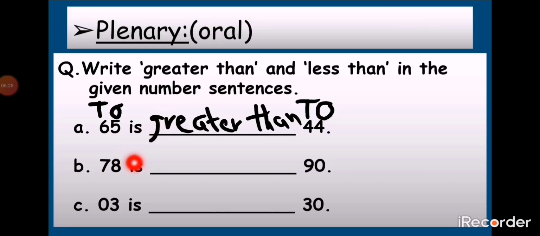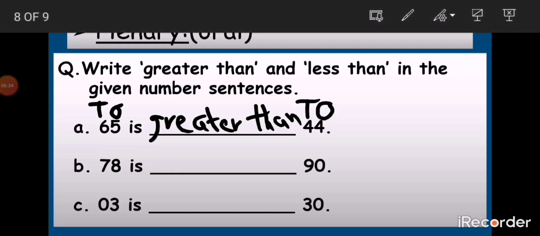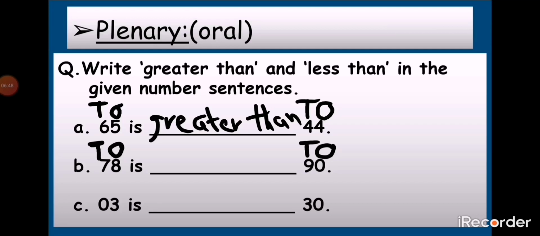Now the next part. 78 is dash than 90. Again we have to compare these numbers. Is 78 less than or greater than 90? We can find out. First we put the values. On 8 we put O for ones because it's the right side digit. The next digit is 7, we put T for tens. In 90, put O on 0 for ones and put T for tens on 9.